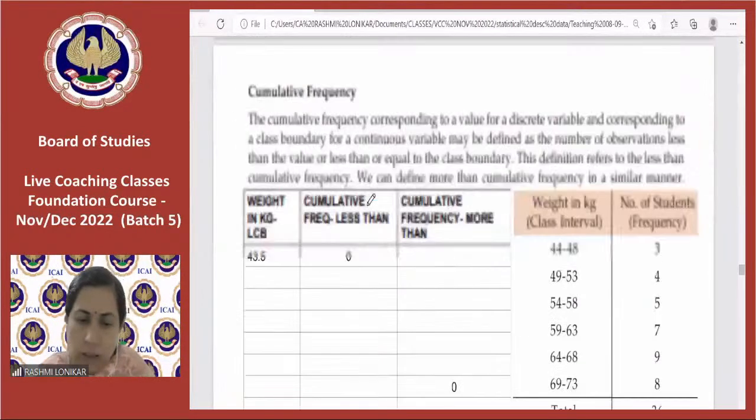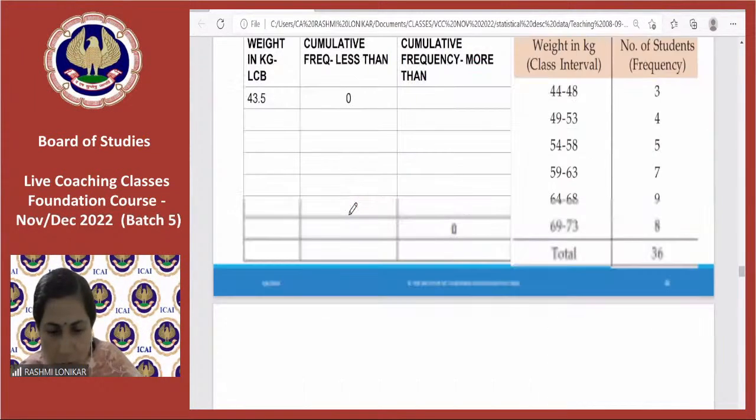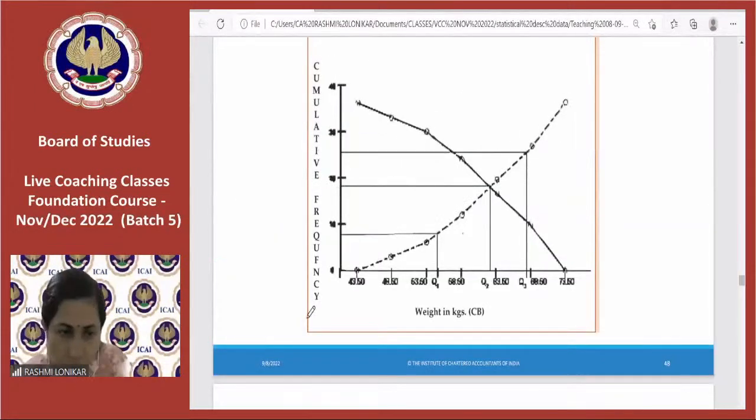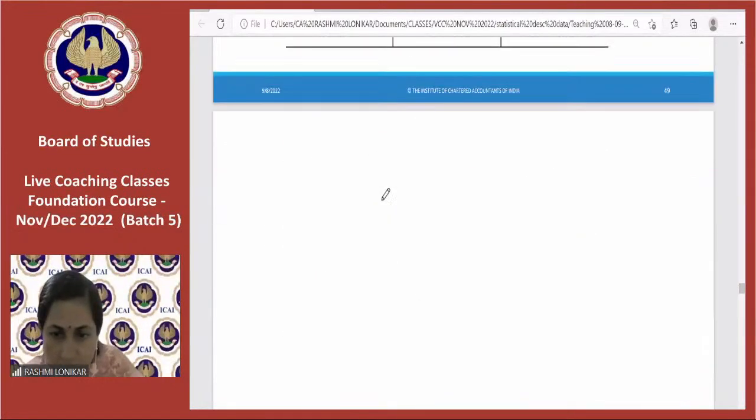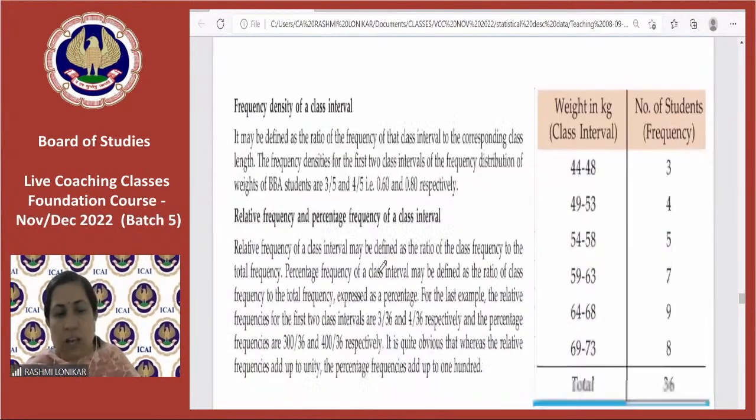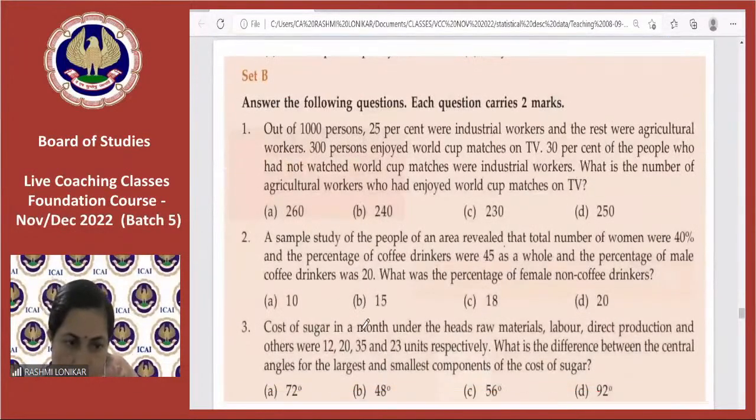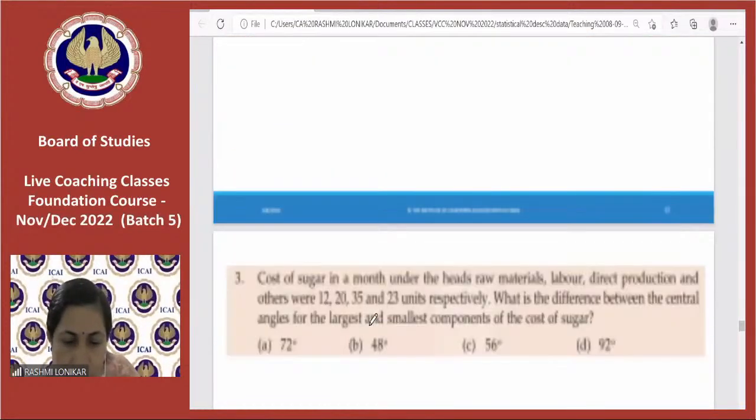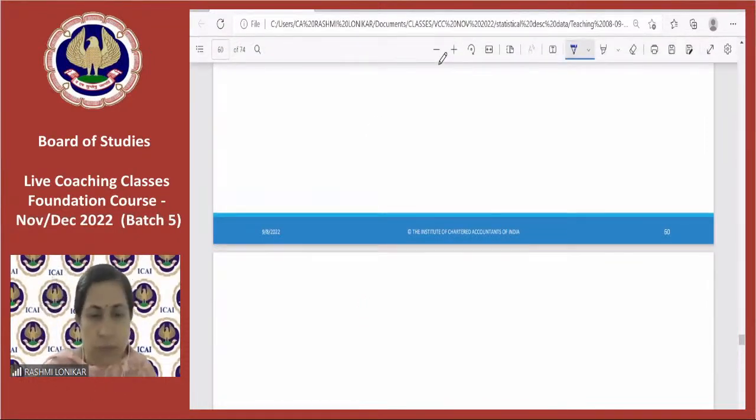Then tomorrow we will be doing the cumulative frequency. We will be calculating the less than and the more than cumulative frequency. Then we will be plotting it on a graph, that is less than and more than. Then we will be talking about frequency density, relative frequency, and percentage frequency. These are the questions we will be doing. And then after that, we will be taking up some theory questions also. And then we will be seeing what else we can do with the other chapter also.